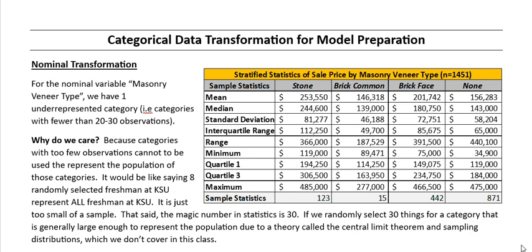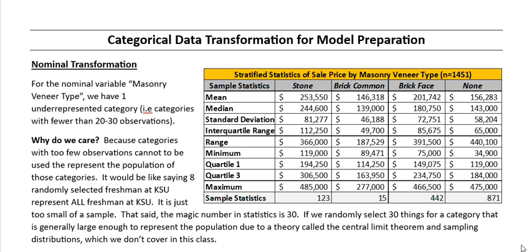For the nominal variable masonry veneer, we have an underrepresented category. This is really categories that have fewer than 30 observations. It shouldn't be fewer than 20. And I'll introduce the theory that says we need to have 30 observations in just a second. So why do we care? Because categories that have too few observations cannot be used to represent the population of those categories.